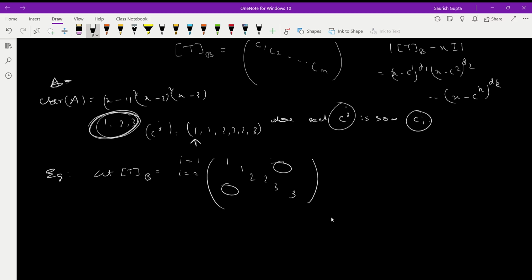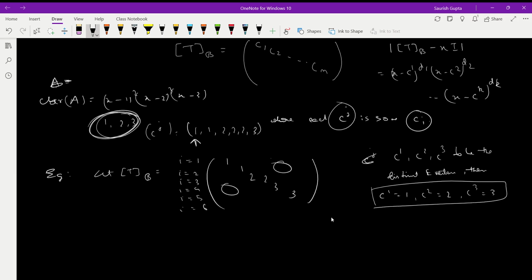Okay. So if I list down the rows, so this is i equals 1, i equals 2, i equals 3, i equals 4, i equals 5, and i equals 6. Right? Clear? So you can obviously notice that if I consider these cj's, or rather I should say c1, c2, c3 to be the distinct eigenvalues, then you have them as c1 equal to 1, c2 equal to 2, and c3 equal to 3, right?